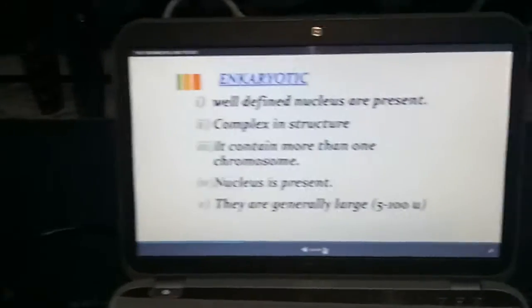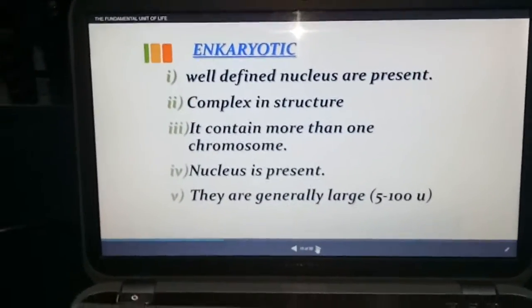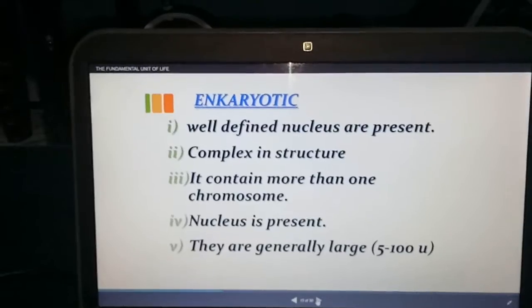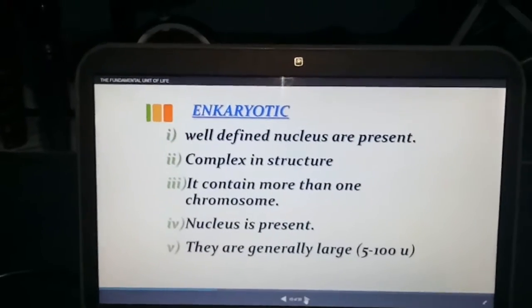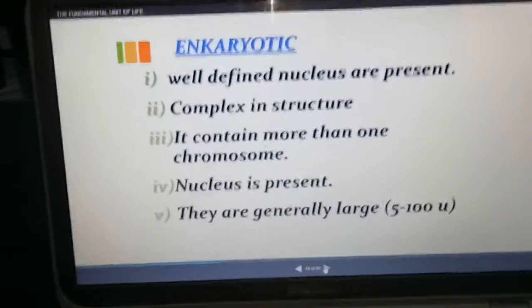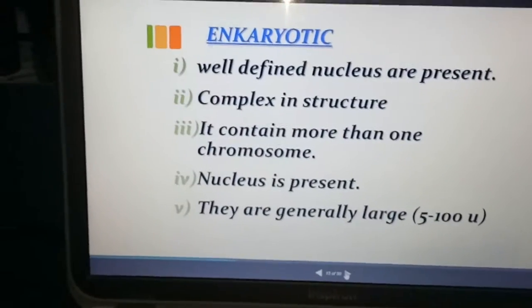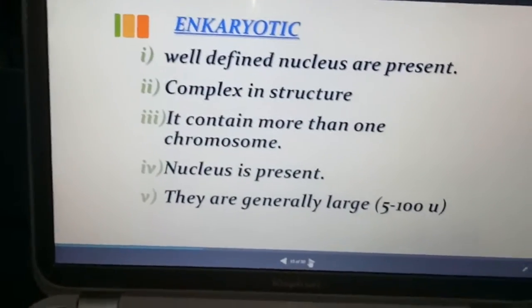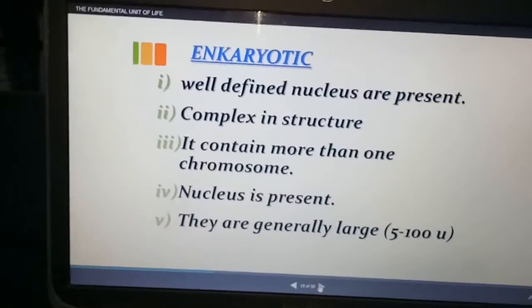Next is the eukaryotic cell. What is a eukaryotic cell? A eukaryotic cell has a well-defined nucleus. It has a complex structure and many chromosomes. The nucleus is present and the size is 5 to 100 micrometers.